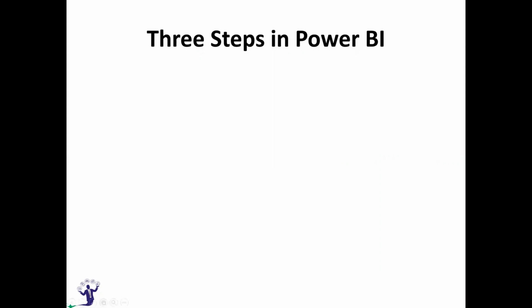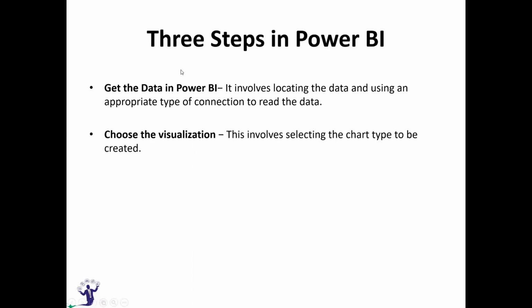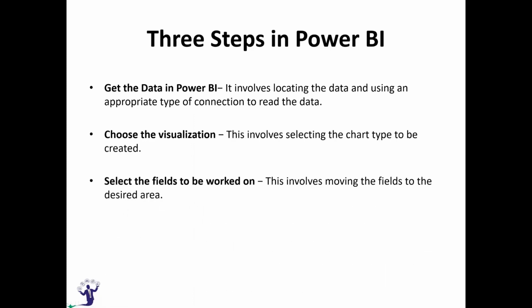So the 3 basic steps in Power BI. Number 1, get the data in Power BI. Number 2, choose the visualization. And number 3, select the fields to be worked on. Getting the data means getting the data inside Power BI, the data on which you want to work. Choose the visualization means tell Power BI which type of visual you want: column chart, bar chart, pie chart, line chart. And then select the fields to be worked on. Specify the fields.